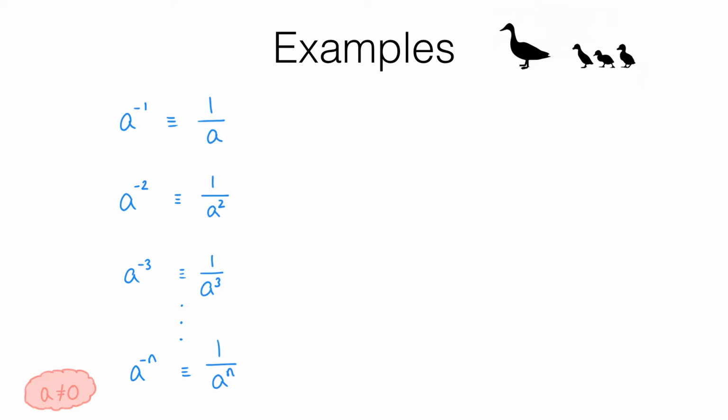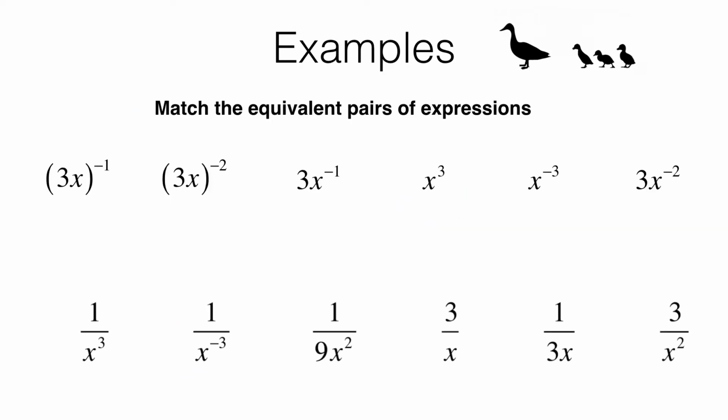Let's have a look at a quick example. 2 to the negative 5 will be 1 over 2 to the power of 5. Now 2 to the power of 5 is 32, so 1 over 2 to the power of 5 equals 1 over 32. Right, let's have a look at the activity.